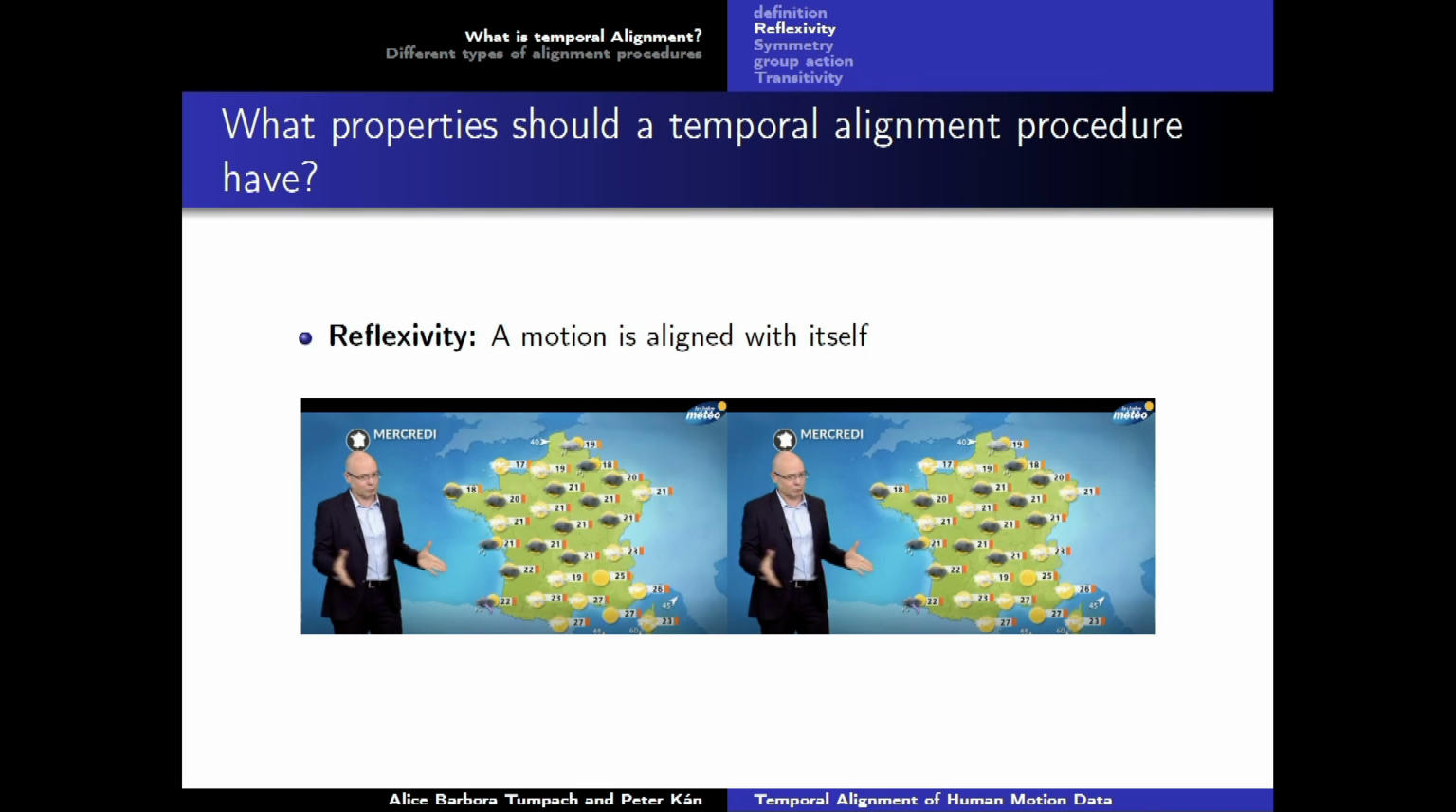But what does it mean actually? What are the properties that a temporal alignment procedure should have? First of all, if you want to cook up a procedure that takes two videos and aligns them, if you take the same video, of course, you have nothing to do. That's the first thing. This is called reflexivity in mathematics. A motion is aligned to itself.